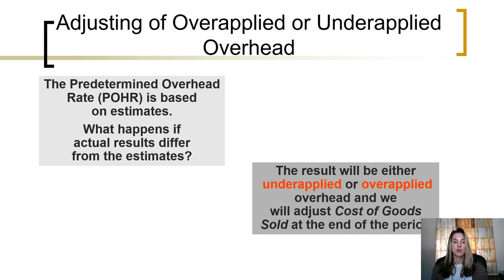Because that predetermined overhead rate was entirely based on estimates, it is most likely that the actual indirect costs are going to differ from the estimate of indirect costs. The result will be either an under application or an over application of overhead, and the cost of goods sold would need to be adjusted at the end of the period.